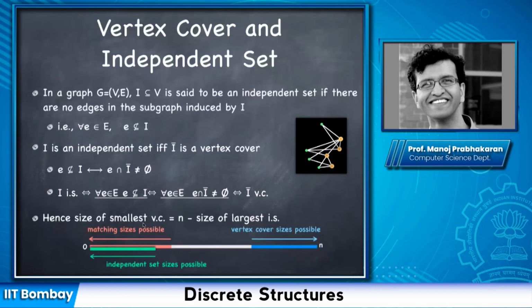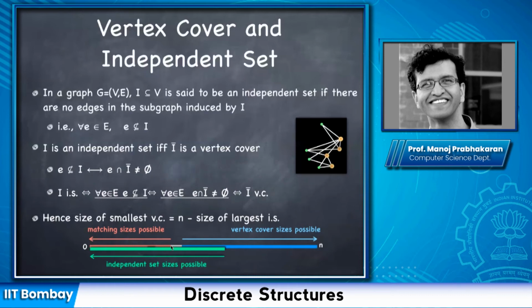It says that the range of possible values of independent sets occupies the other end of this line. So if the smallest vertex cover is of a certain size, then n minus that will give you the size of the largest independent set. And in particular, if you have smaller and smaller vertex covers, you will have larger and larger independent sets.